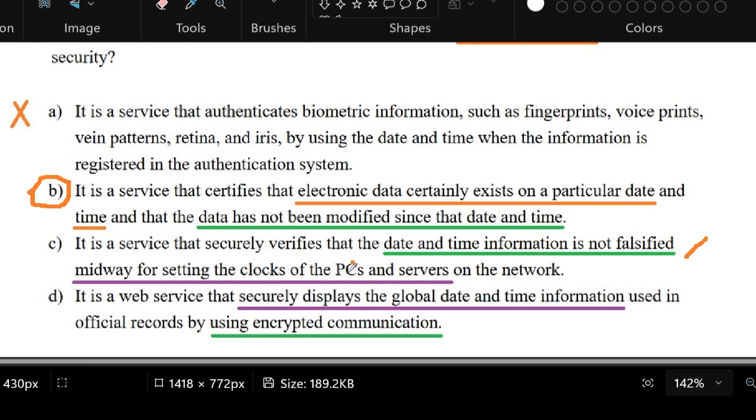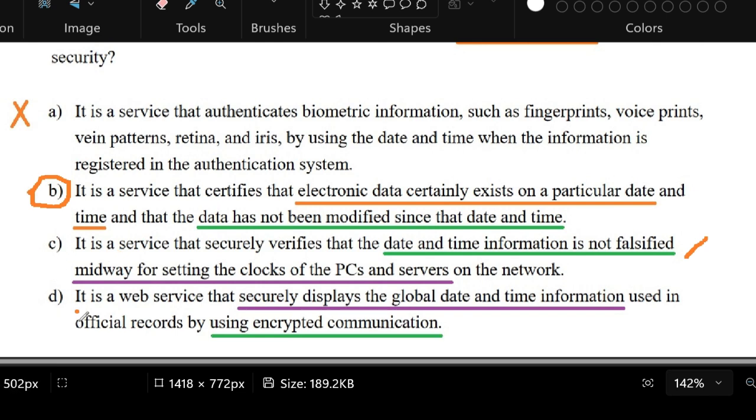I think what we need would be to use the date and time information to certify, not in this way where the service is verifying the date and time information. Again, we need to use the date and time information to secure data, to secure information. And here what we have is that the date and time service securely verifies date and time information as well. So C wouldn't be the correct answer.